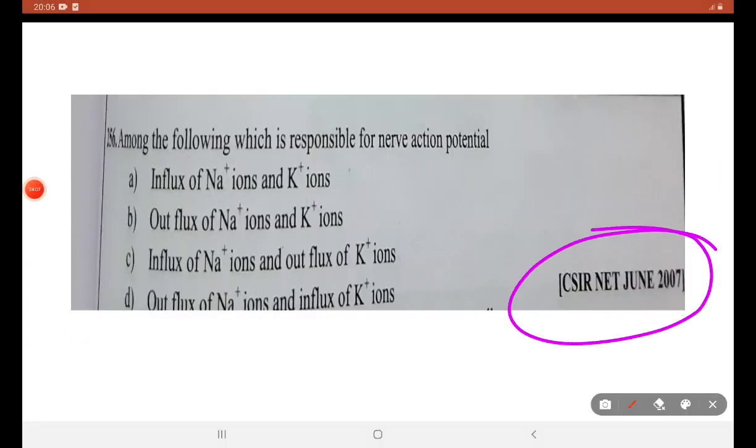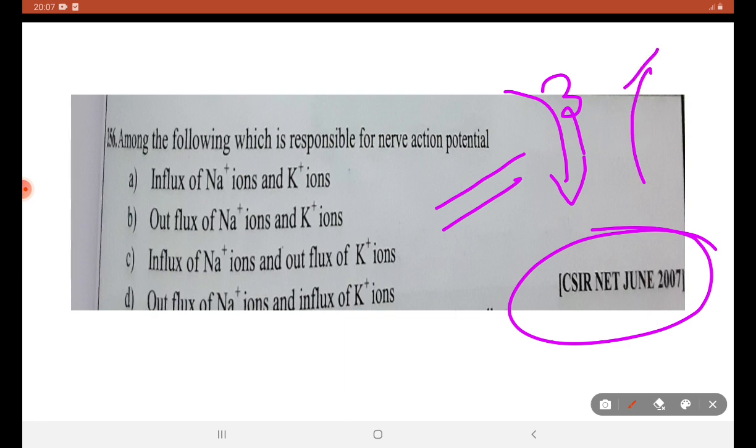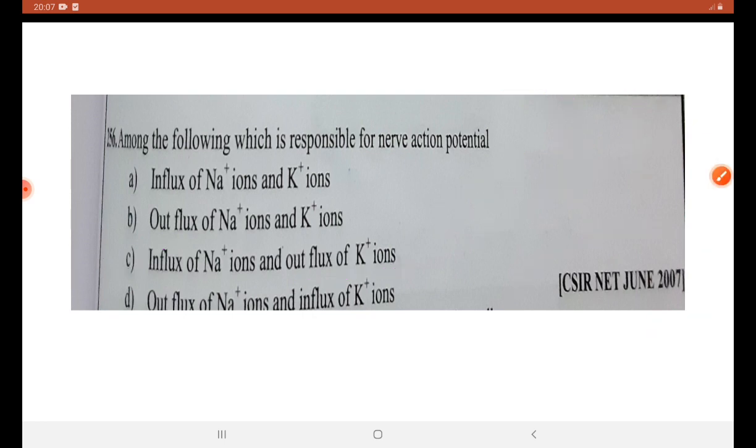Now, from June 2007. Among the following, which of the following is responsible for nerve action potential? Try to answer this question quickly. So, 3 Na plus comes in, 2K plus goes out, that is Na plus K plus ATPase, the influx of Na plus ion and outflux of K plus ion. This is the right answer.